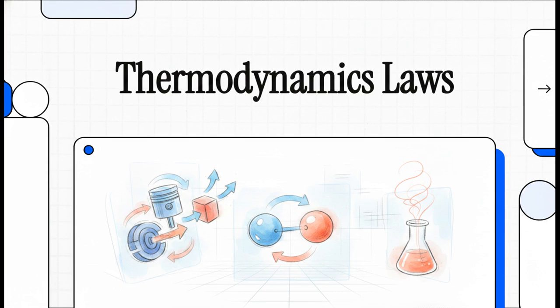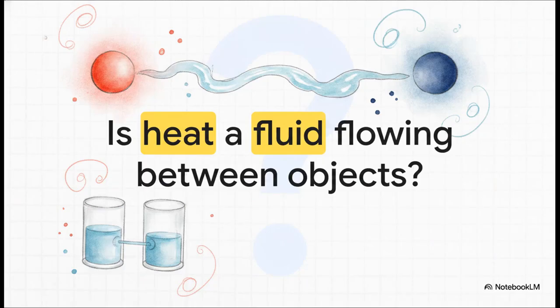So get ready, because we are going to completely change how you view the energy of the universe in this explainer. I want to hook you right away by asking a really fundamental question. Is heat a fluid flowing between objects? Seriously, think about it. Imagine a hot object and a cold object touching. Is there some mysterious, invisible liquid pouring from the hot one into the cold one, kind of like water equalizing between two tanks?